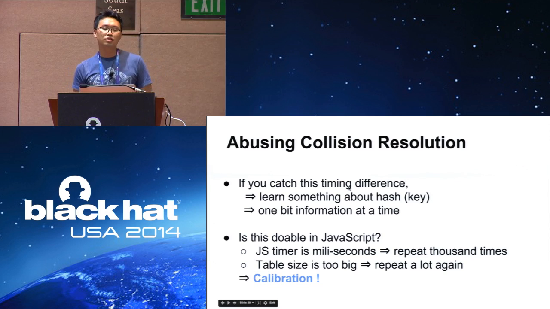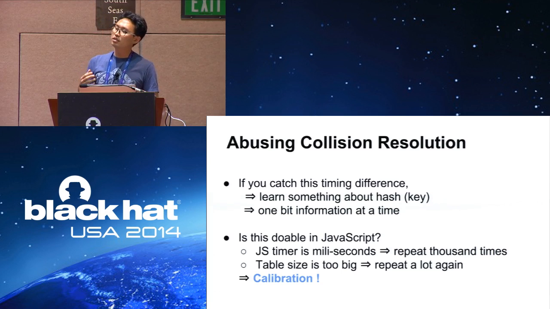So if you catch these timing differences, you can learn something about the hash or the key. Because this is a kind of binary testing, every time you succeed in catching these timing differences, you can learn one bit of information at a time. And the question is, is this really doable in JavaScript?